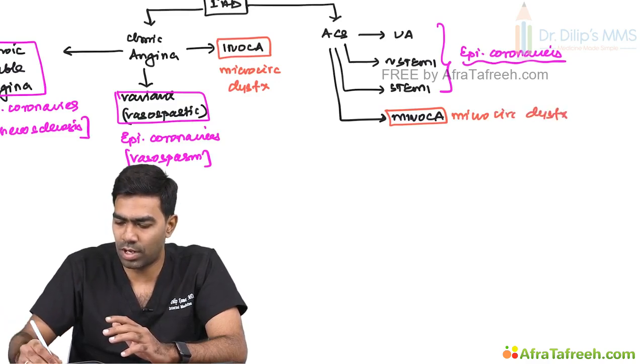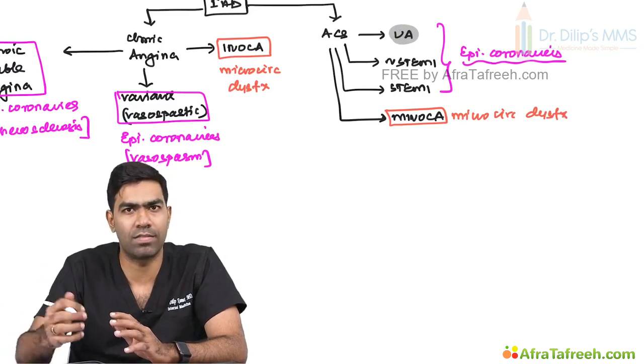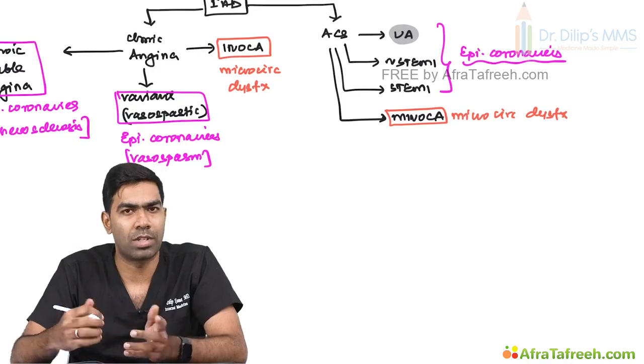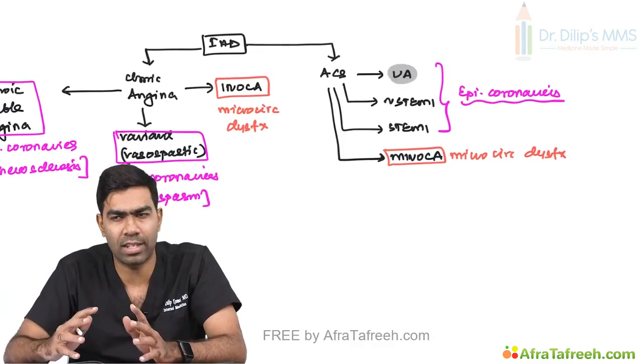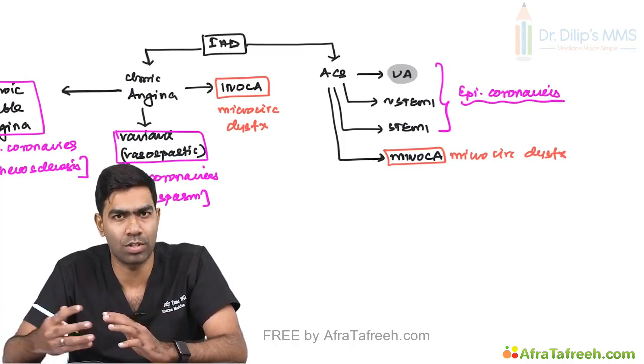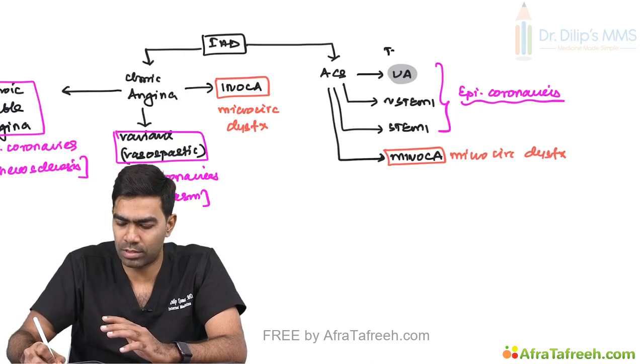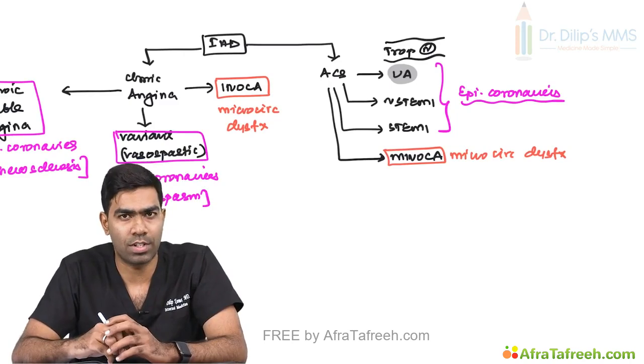So in short, if you want to tell what is unstable angina, it's the earliest phase of plaque rupture and thrombus, where the thrombus will not be occluding the vessel completely, and at the same time it's not sufficient enough ischemia to produce an infarction. So the biomarkers will be normal. That's the most important feature of an unstable angina.